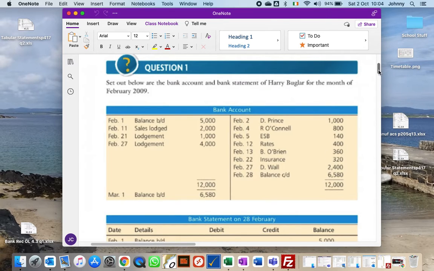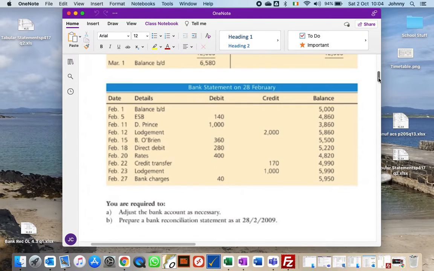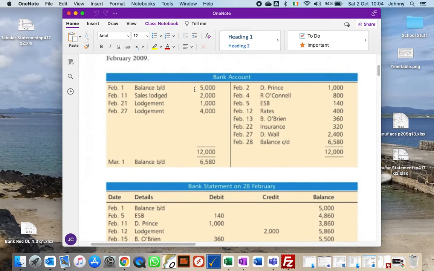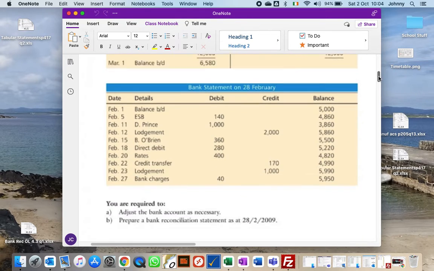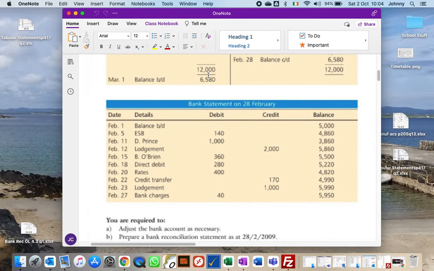We then go and look at what the bank sends us. The bank sends us a bank statement at the end of the month. This bank statement, I'm just quickly checking here now, starts with the same amount. So the bank thought we had 5 and we thought we had 5 at the beginning of the month. So we agreed at the beginning, but at the end of the month, the bank thinks we have 5950. We think we have 6580. So let's just look at the bank statement first before we start thinking about why these two numbers might disagree.